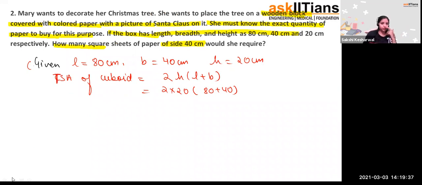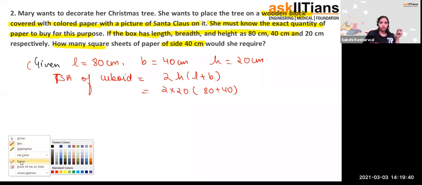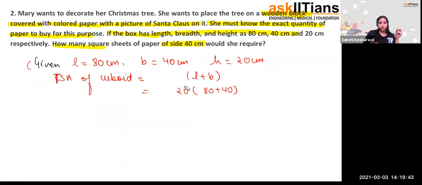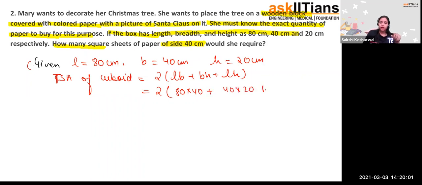Yes, it's TSA. So this is equal to how much, beta? It's 2 times LB plus BH plus LH, right? 2 times LB is 80 into 40, plus BH is 40 into 20, and LH is 80 into 20, right? So this is 2 into 3200 plus 800 plus 1600. So you just add it up.